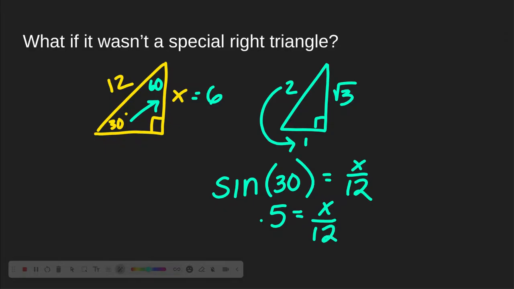You get 0.5. That's telling you that it's half the hypotenuse. Okay? And so you multiply both sides by 12 and you get X equals 6. So look, there's 2 ways you can do that now.